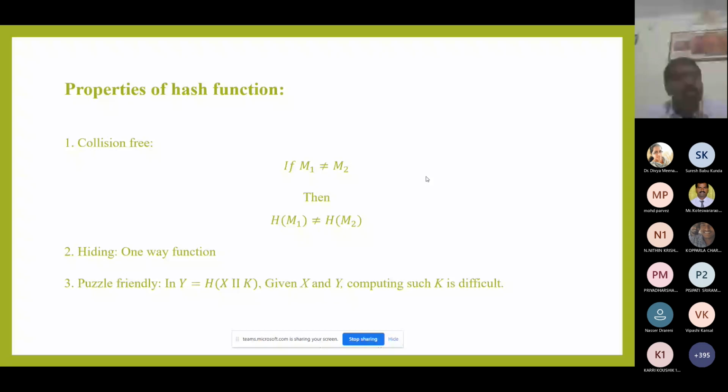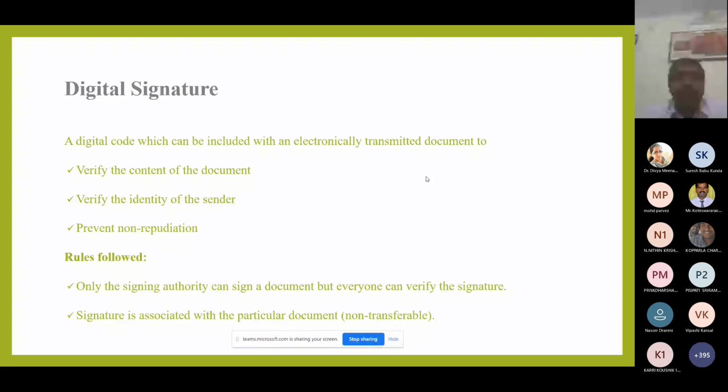Moving on to digital signature, what it is: this is to verify the content of the document, identity of the sender, and prevent non-repudiation. Very important, non-repudiation in terms of computer security. If you have performed some transaction, you will never be allowed to refute the claim of performing that particular transaction. That is non-repudiation. So we have rules to be followed here. Only the signing authority can sign a document, and everyone can verify the signature, and the signature is associated with a particular document. It is non-transferable.